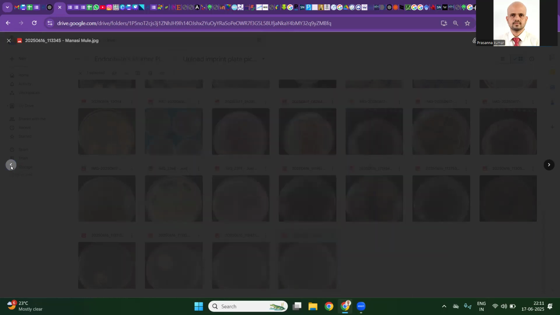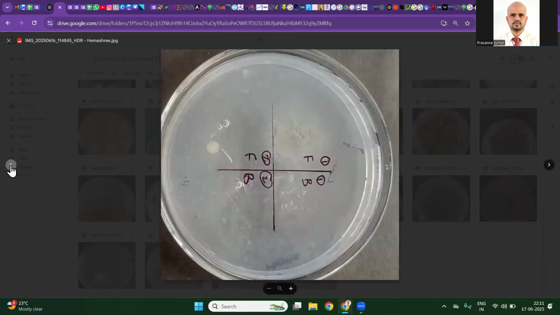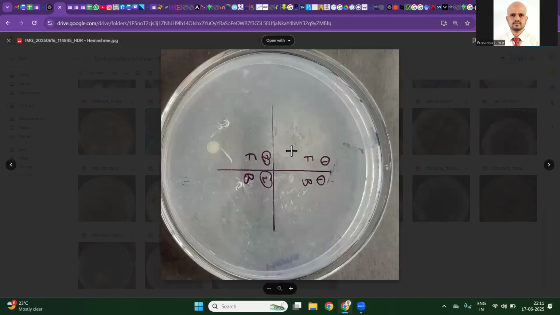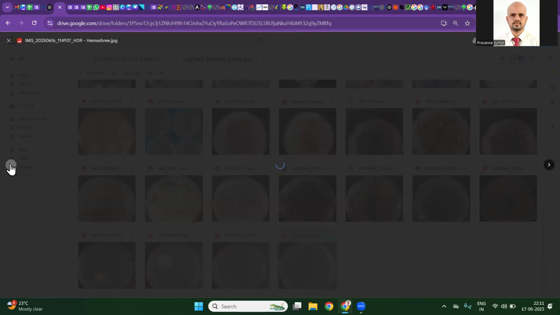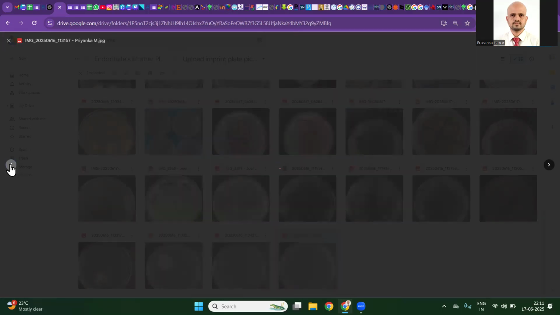See, that's why you should remove the wrapper, but the imprint looks clean. That's good. Imprint has a growth. Okay, I guess we should correct this: it's not maltose, it's a malt extract agar. All right. So again, the imprint has a growth in all four quadrants. Yes, imprint has a growth.